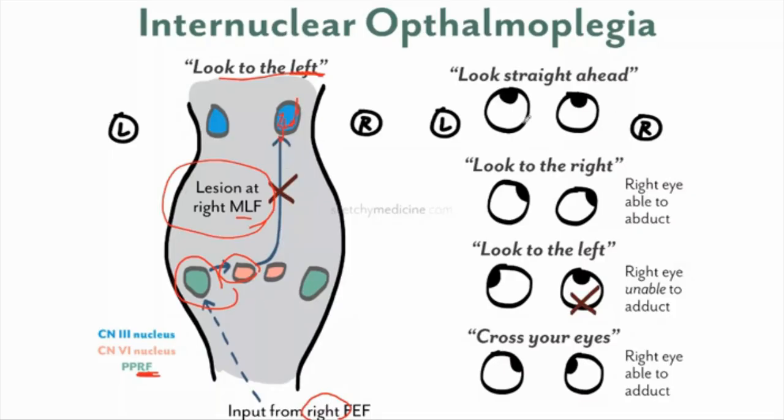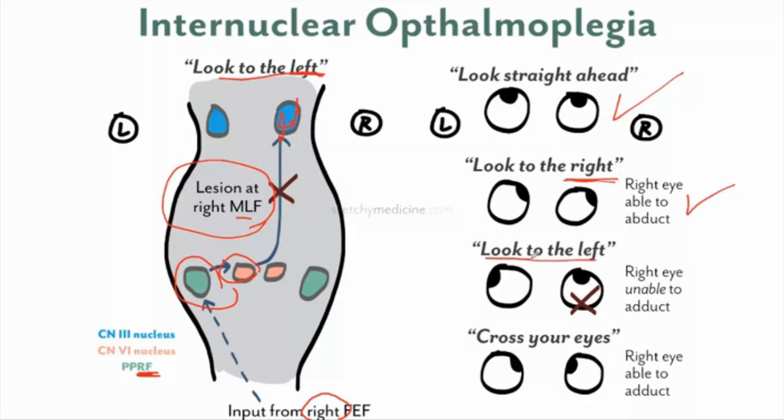So what happens in the primary position? In the primary position, it will be normal, because a lesion in the medial longitudinal fasciculus will affect the side gaze, not the primary position. If you ask the patient to look to the right, the patient will be able to look to the right normally. The right eye will abduct and the left eye will adduct normally, because the right MLF is involved in the left gaze, not in the right gaze.